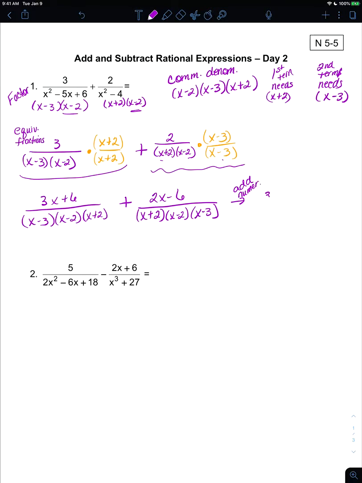Okay, so we've got that 3x plus 6. And since this is a plus sign, we're adding plus 2x minus 6. And now it's all over that common denominator. So remember, we only list that denominator once when we're adding and subtracting. So now we're going to combine like terms in the numerator.